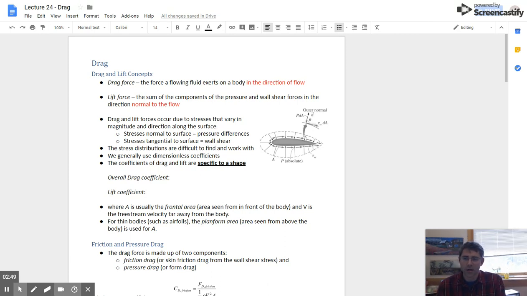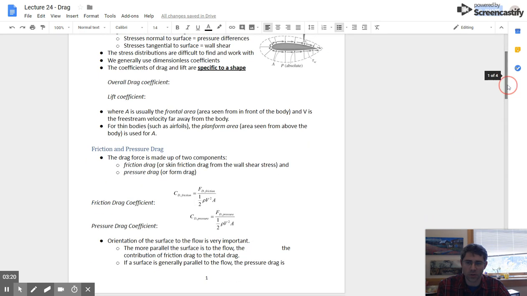And so again, looking at the stresses and the stress distribution here on the wing, you've got these stresses normal to the surface, which are going to be a result of pressure differences. And then you've got stresses tangential to the surface, which are due to wall shear. And I'll draw a little diagram in a minute that's going to highlight that a little bit better. But I want to get specifically to the equations for drag coefficients and lift coefficients.